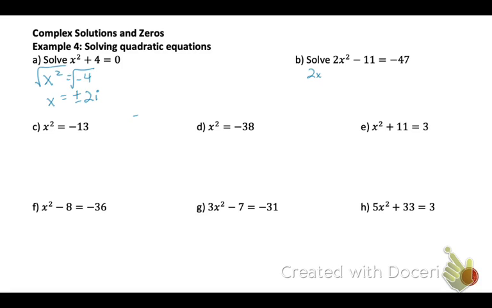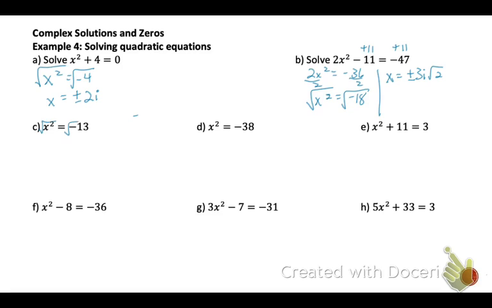With B, the first thing we need to do is to add our 11 over, and we'll get negative 36, and then divide by 2. So x squared equals negative 18. Now we just take the square root of both sides. x will equal, and then just take each part of the negative 18. So the square root of negative 1 is i. Break 18 down into 9 times 2. The square root of 9 is 3, and then we can't evenly take the square root of 2. So our final answers are positive negative 3i times the square root of 2.